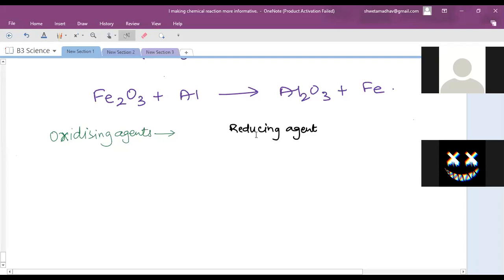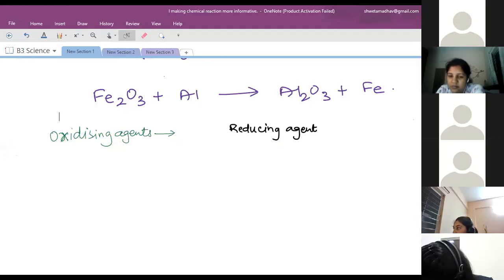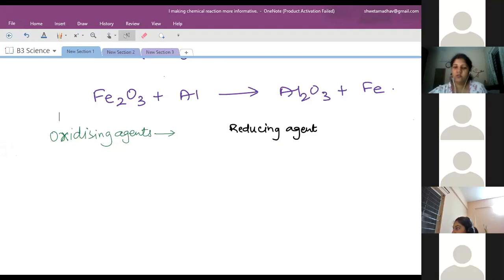And now what is a reducing agent? Reducing agent is the opposite. The agent, that is any chemical substance, which helps in the process of reduction. So in this equation, which compound is reduced? Iron oxide is reduced. Who helped iron oxide to get reduced? Aluminium. So aluminium is the reducing agent. Clear? Yes, ma'am. So what is an oxidizing agent?